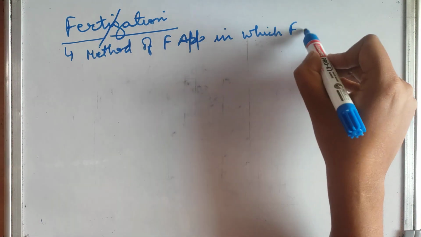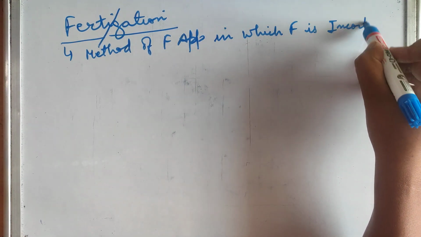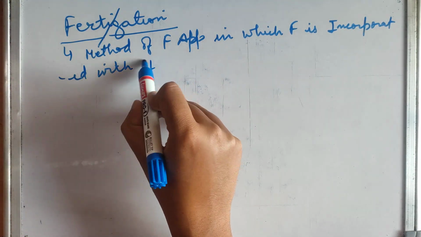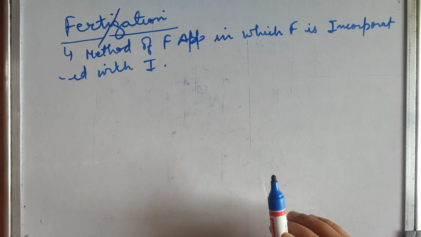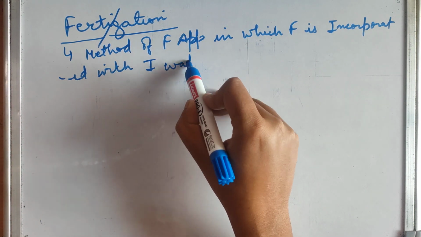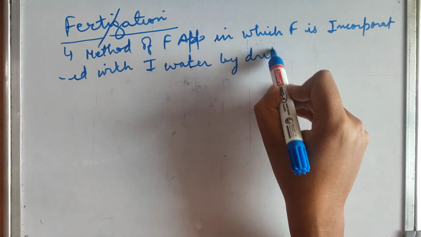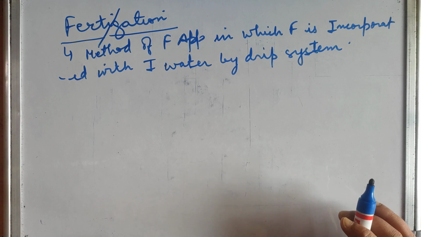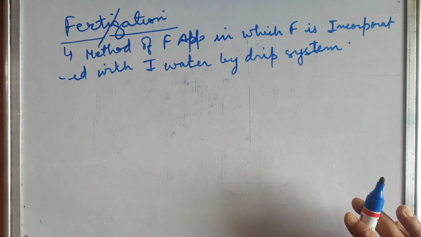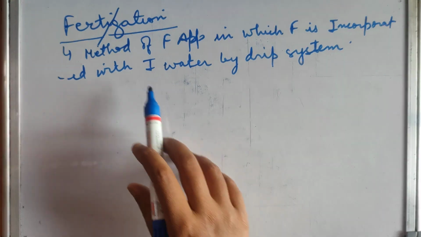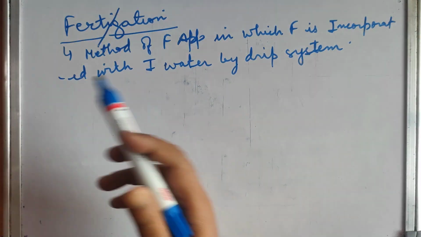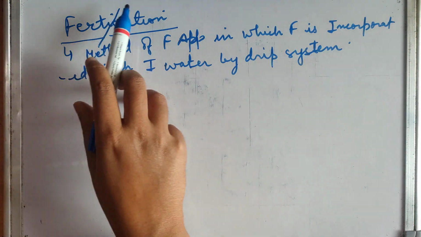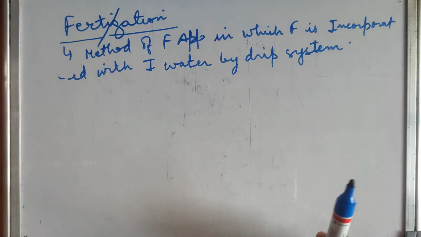In which fertilizer is incorporated with irrigation water by drip system. So I hope you understand what fertigation is. When fertilizers are mixed or applied with irrigation water by drip system. So the words here, fertilizer, irrigation, you can get it.